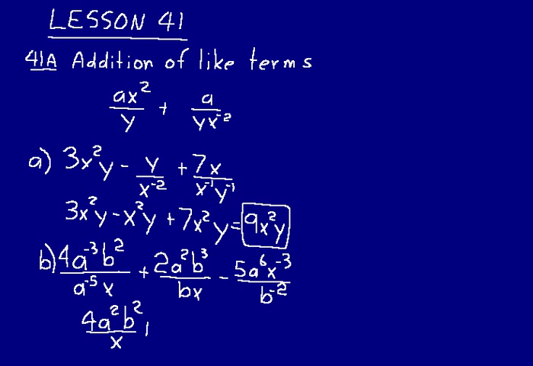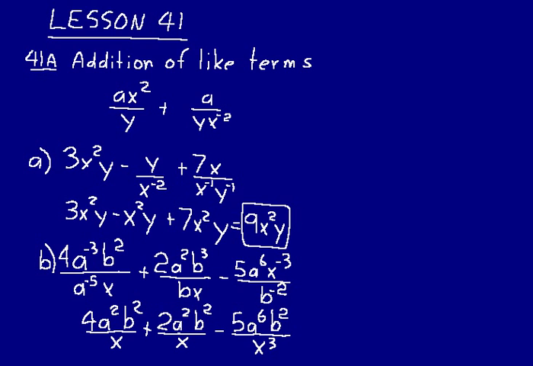Then we have plus 2a squared, and then b cubed over b would just be b squared over x. And we didn't have any negative exponents, but we just simplified the variables that were there. And then the last one, that'll be negative 5 a to the 6, and then we need to move that x to the negative 3 down and the b to the negative 2 up. So we'd have b squared over x cubed.